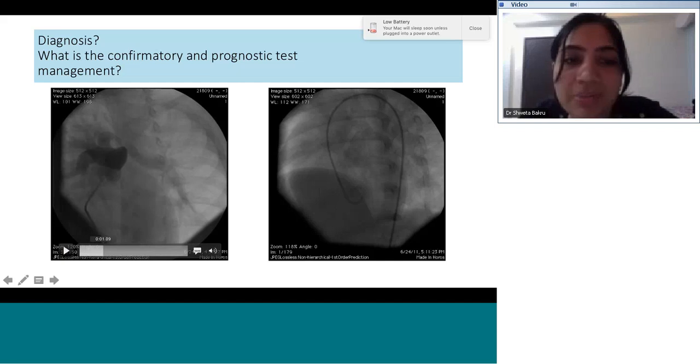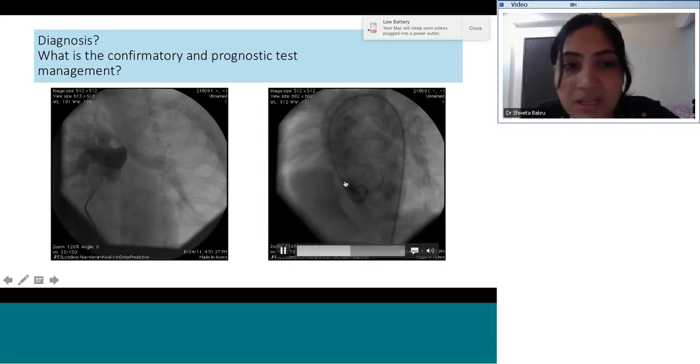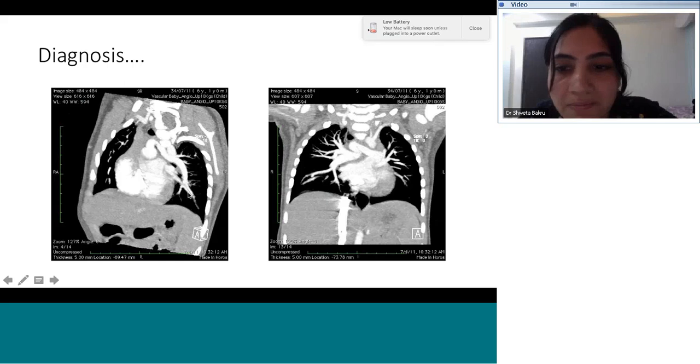Yeah, so this is right pulmonary artery. Normally left pulmonary artery in LAO view comes from main pulmonary artery, but here we can see that it is taking an angle coming from right pulmonary artery, going posteriorly and then going on the left side. This patient also had ventricular septal defect, membranous of moderate size. So we did CT scan and it confirmed the same thing, that this is the left pulmonary artery which is arising from right pulmonary artery.